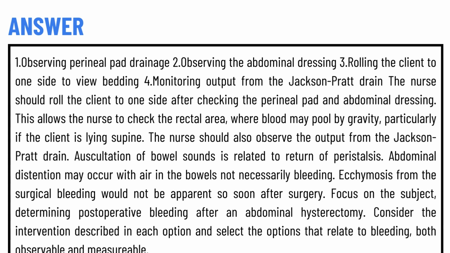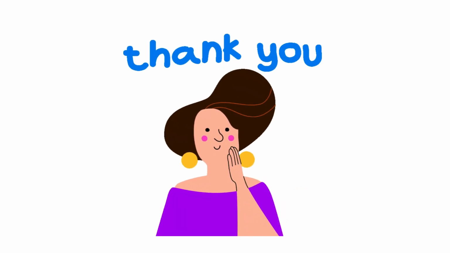Focus on the subject, determining postoperative bleeding after an abdominal hysterectomy. Consider the intervention described in each option and select the options that relate to bleeding, both observable and measurable. So that's the correct answer of the question.